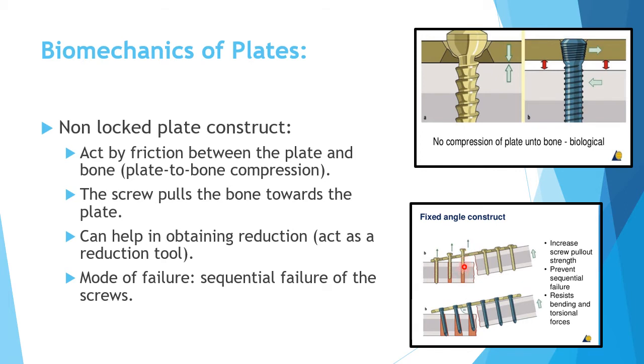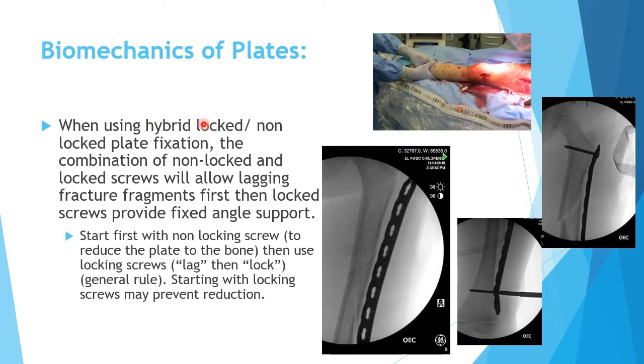Because the screw can change its angle from the plate, it can come out of the bone directly. It does not have to take too much bone while it's coming out. So the failure here is sequential. The screws will back out. It does not have to erode too much bone as happens in the locking plate construct. So this is the non-locked plate construct. The screw-plate angle can change and the screws can come directly outward, and they have a sequential mode of failure. So this speaks about hybrid locking and non-locking fixation.